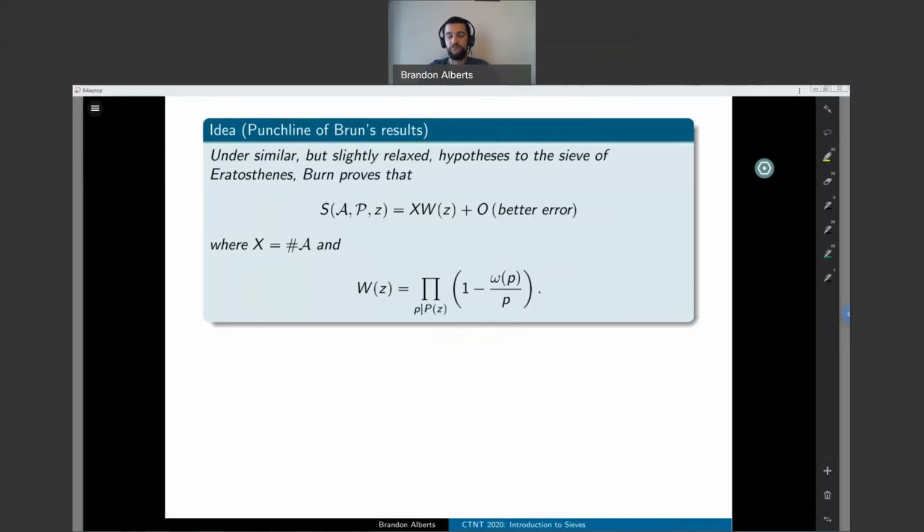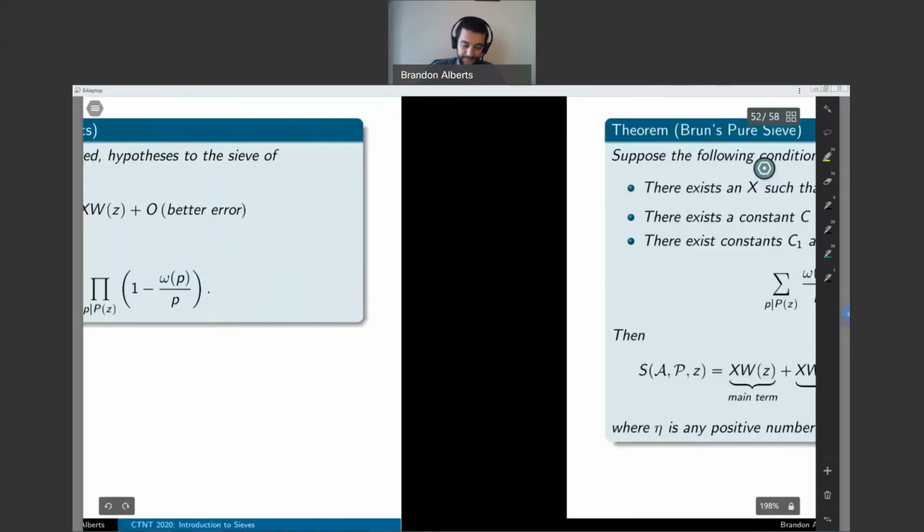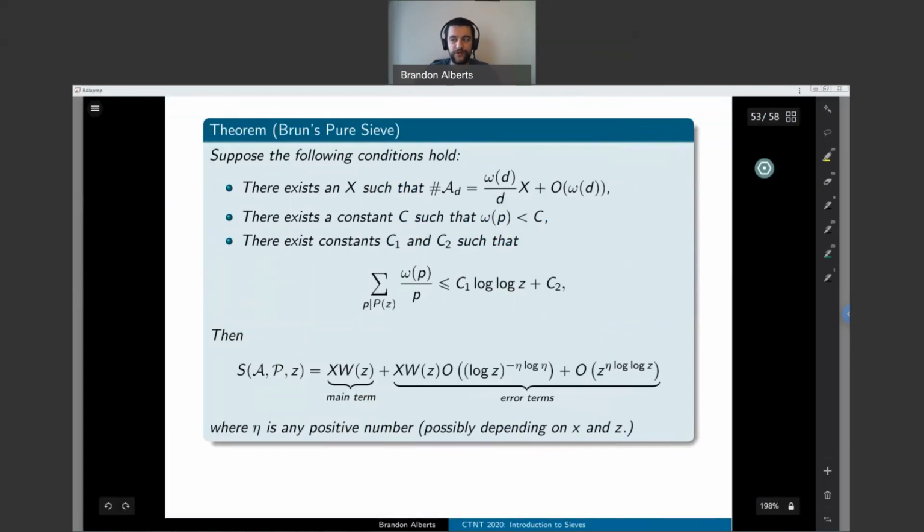Okay. So we're going to talk about two of Brun's sieves. We're not going to prove either of them. I'm going to talk about the main ideas behind them, but the proofs are a little bit too long, even for an overflow lecture when I don't have as much of a time crunch. All right.